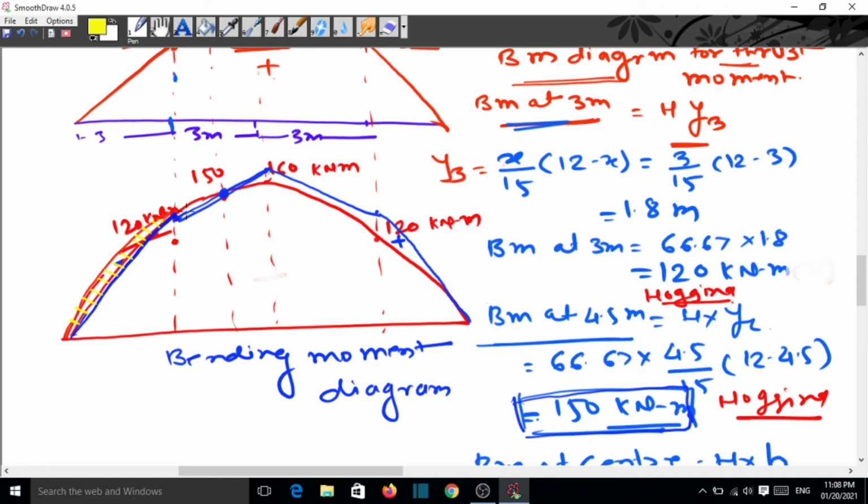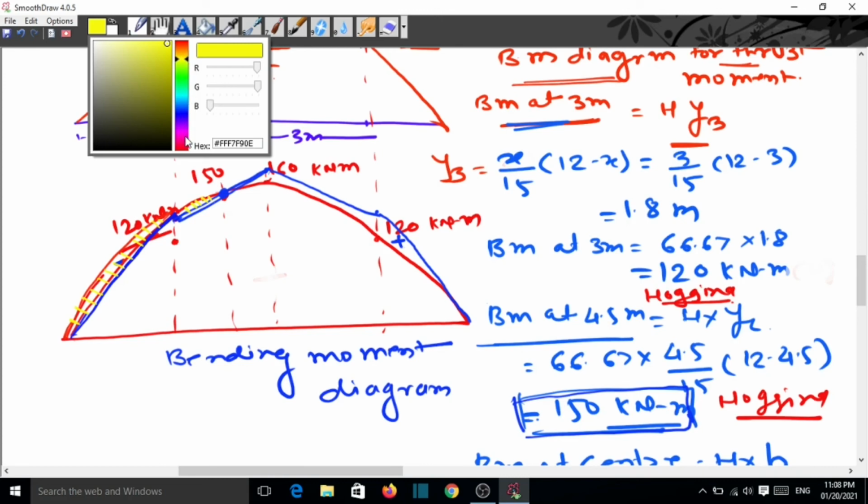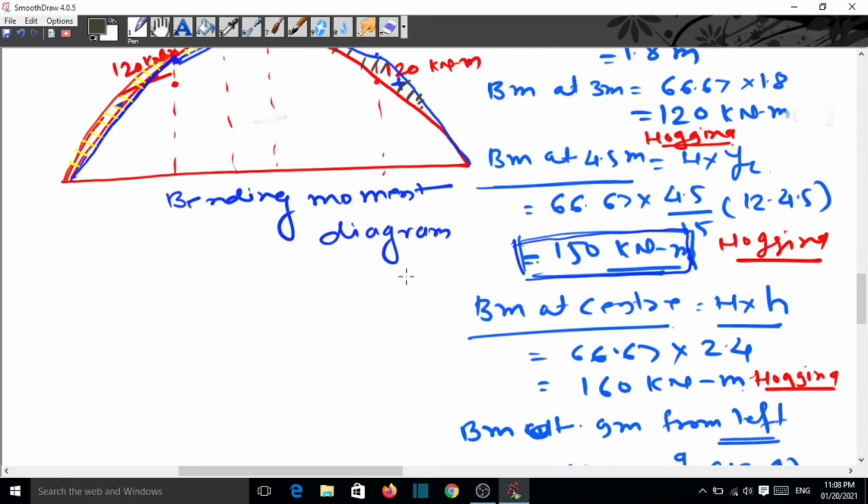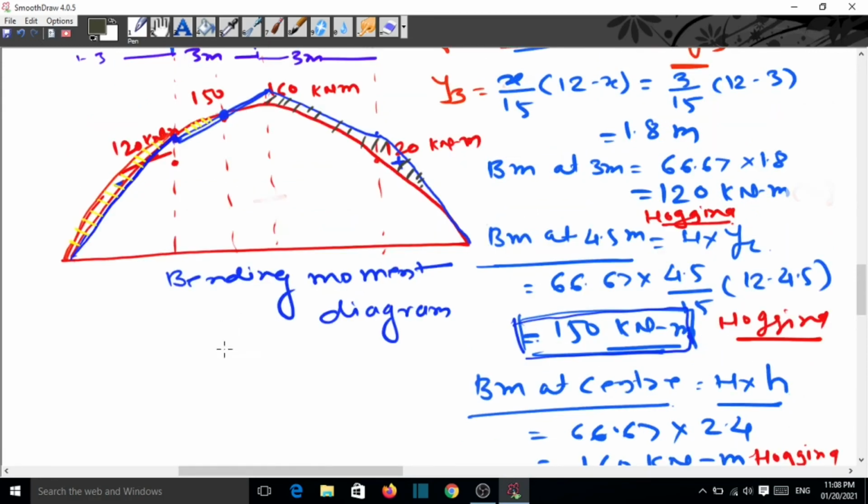Again here is a negative part, then this is a positive part. Suppose we denote it another way, suppose it is the black. So this part is the positive part. And this combined diagram gets cancelled out. This is the final BMD for this problem.